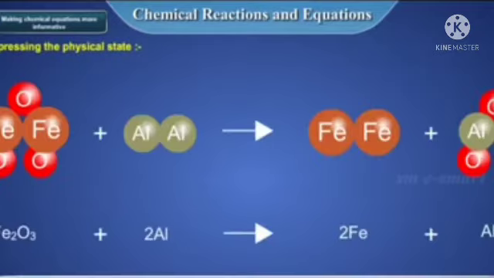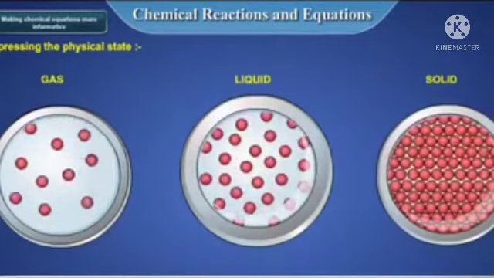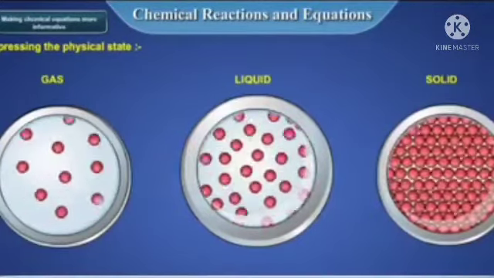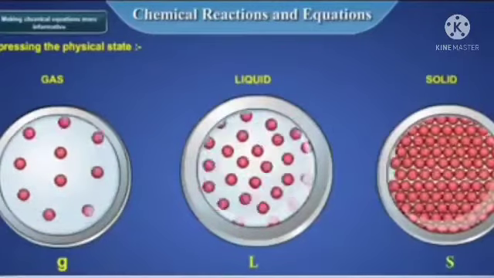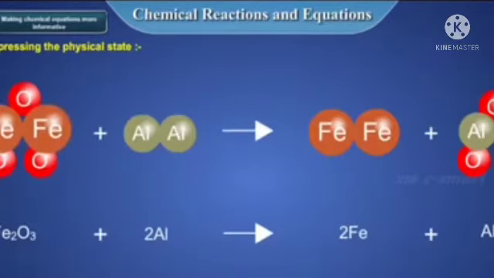Expressing the physical state. To make the chemical equation more informative, the physical state of the substances may be mentioned along with their chemical formulae. The different states, that is gaseous, liquid and solid, are represented by the notations g, l, and s respectively. If the substance is present as a solution in water, the word aqueous is written. Iron oxide, solid.